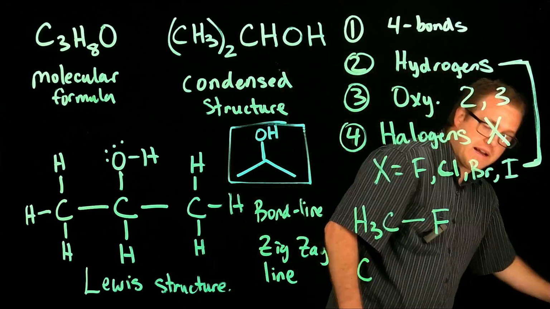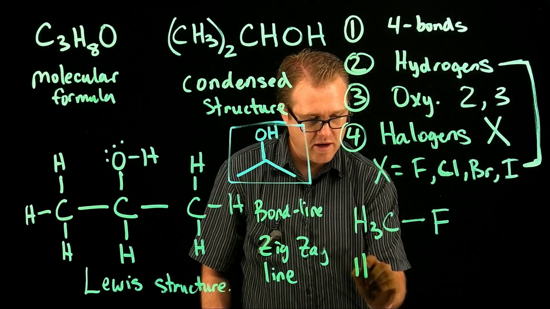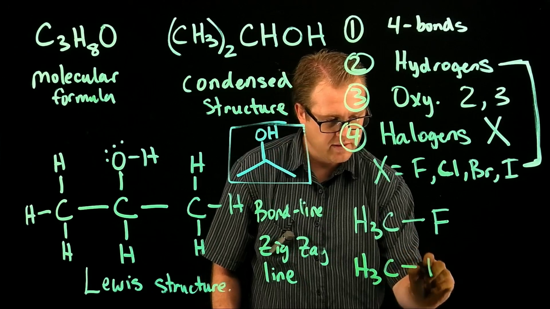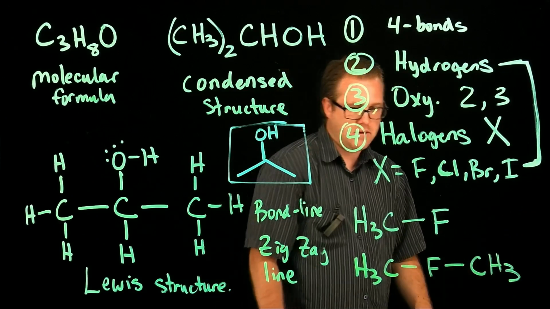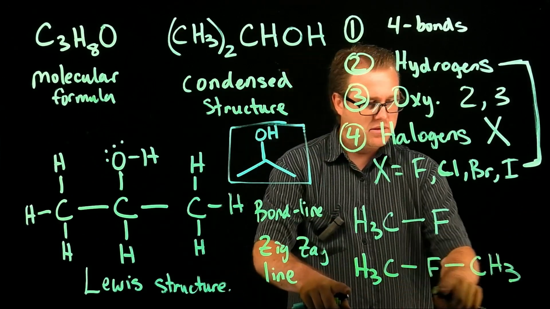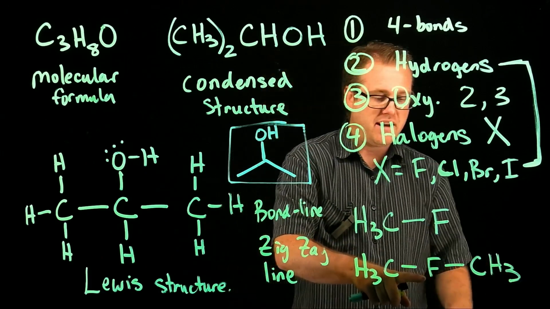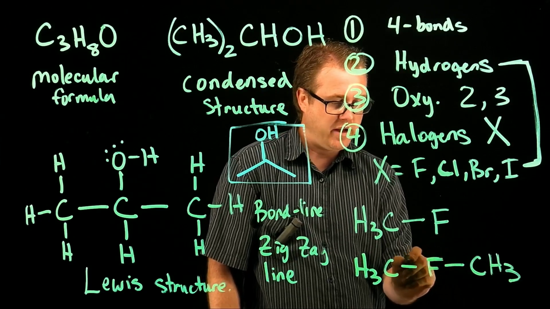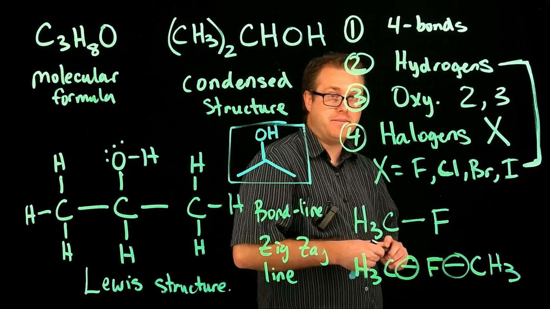I want to contrast that. What if you tried to draw a molecule like this? What is wrong with this molecule? It's breaking the 4th rule. You cannot have a halogen with 2 bonds. Only 1.